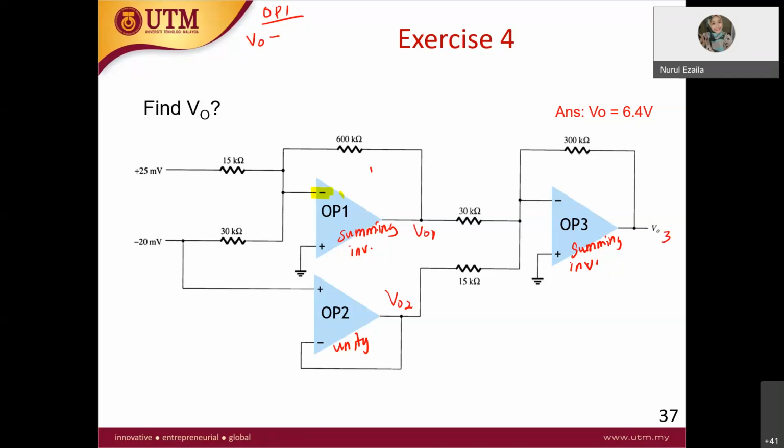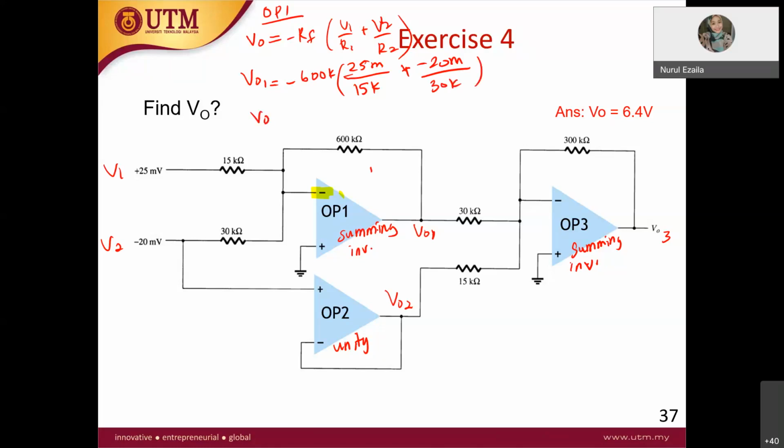For this one, summing, as you know, is negative RF times V1 over R1 plus V2 over R2. So V out 1 is negative RF, which is 600K, times V1 over R1. V1 is 25 milli over R1 15K, plus V2 is negative 20 milli over 30K. Can someone calculate for me what is V out 1?